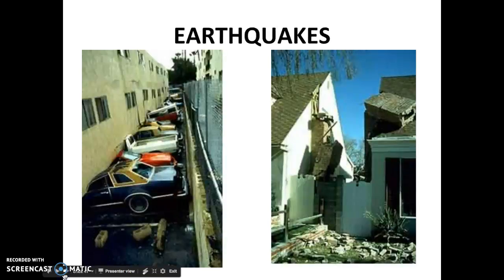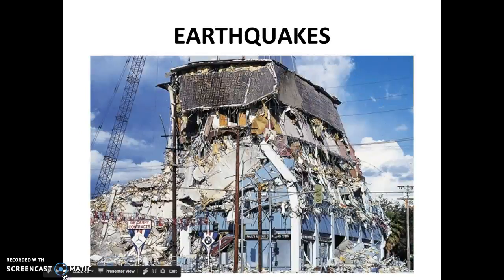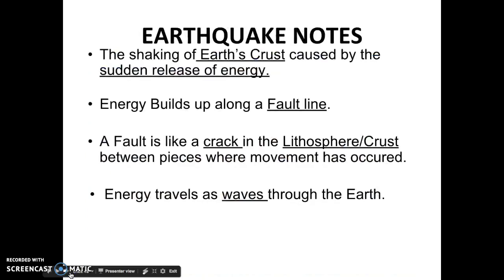So earthquakes. Earthquakes are results, and volcanoes are direct results of what happens with these boundaries. So if you go to your earthquake notes, you'll see these are all the product of constant moving of Earth's crust. So the shaking of Earth's crust is caused by a sudden release of energy at transform boundaries.